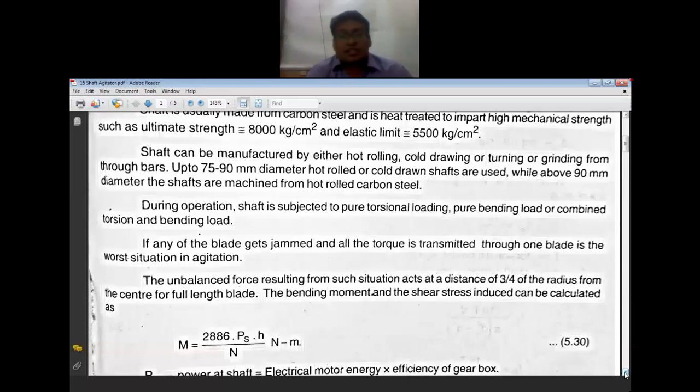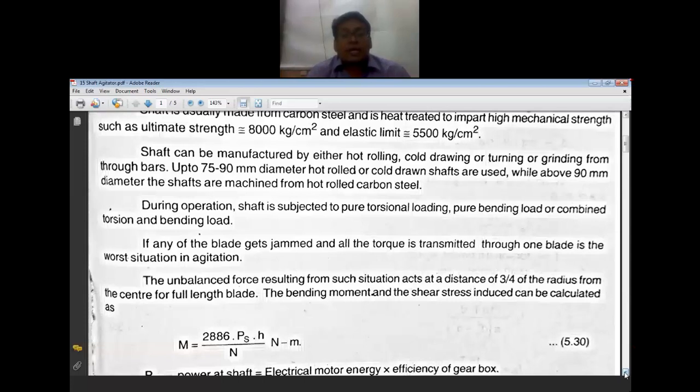So the shaft can be manufactured by hot rolling, cold drawing, turning, or grinding from bars. So that is the main concern: what the probable reasons of failure are, what the desired properties are, which material of construction it is made from, and how it is manufactured. This is all related to the shaft. Up to 75 to 90 diameter, hot rolled or cold drawn shafts are used, while above that diameter, the shafts are machined from hot rolled carbon steel.